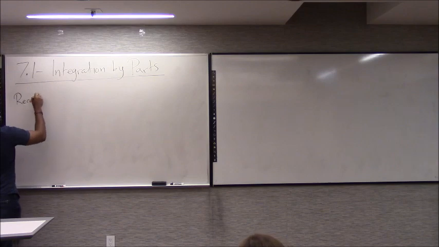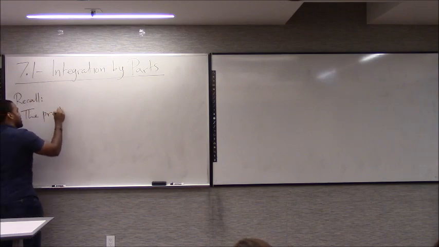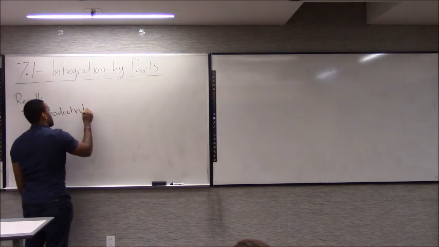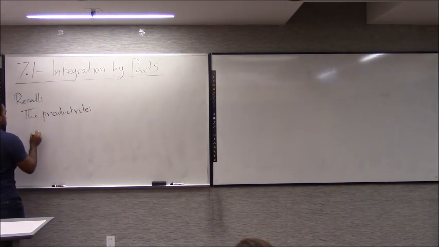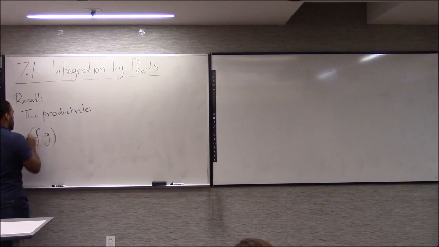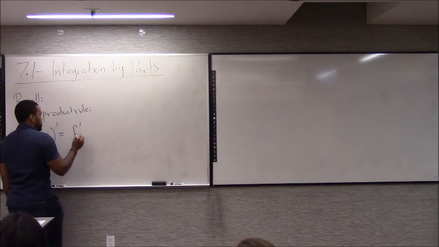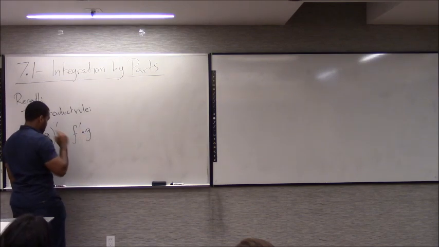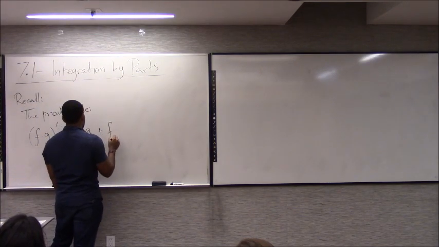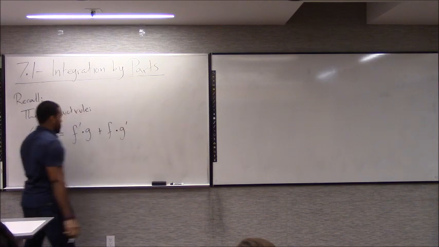So, recall, a long time ago, there was something called the product rule. This basically said, if we had two functions multiplying each other, and we took the derivative of that, then it ends up being the derivative of the first one times the other plus the derivative of the second times the first.